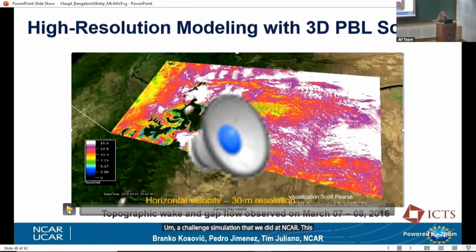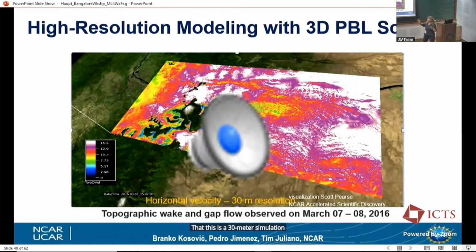This is my first movie, and it's not playing, unfortunately. Okay, well, the point is that this is a 30-meter simulation over a rather large domain in northwest US in Oregon. Mount Hood is that mountain there. The inflow is from the west. And you end up with very rich features that are observed in the simulation.